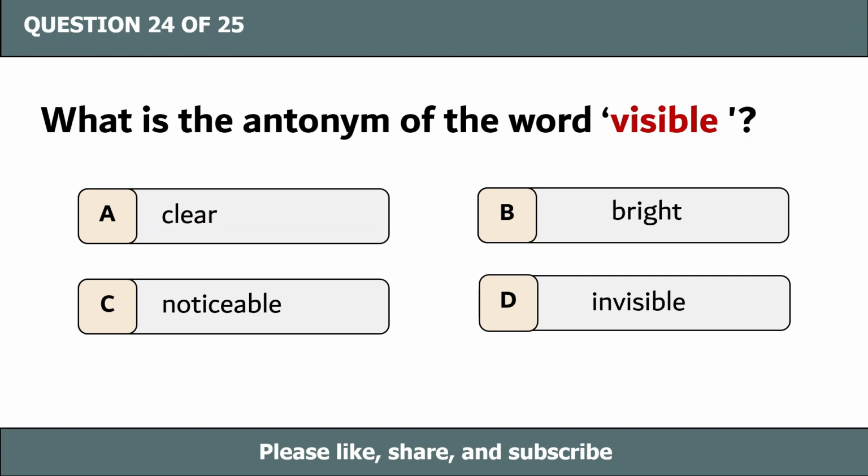Question 24. What is the antonym of the word visible? The correct option is D. Invisible.